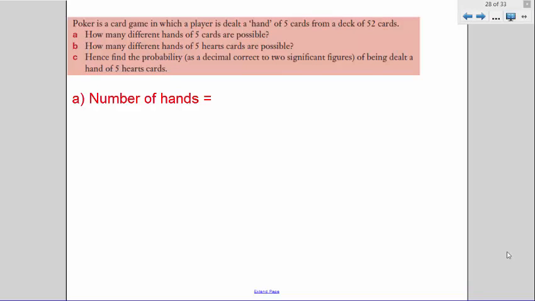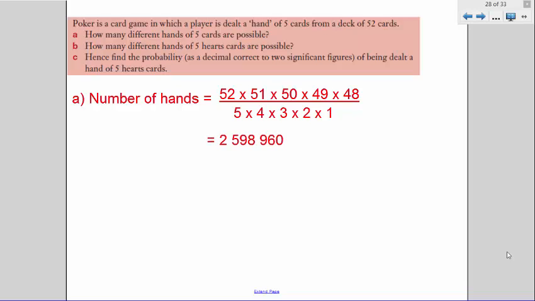We need to consider how we can fill those 5 cards in our hands. So there's 52 that can go in our hands first, times 51, times 50, times 49, times 48. Then we need to remove the combinations that are the same. So we need to divide that by 5 times 4 times 3 times 2 times 1, which gives us 2,598,960 different hands of 5 cards.